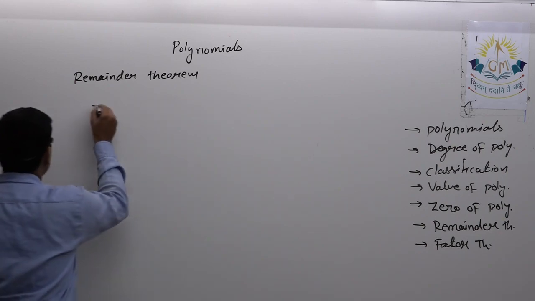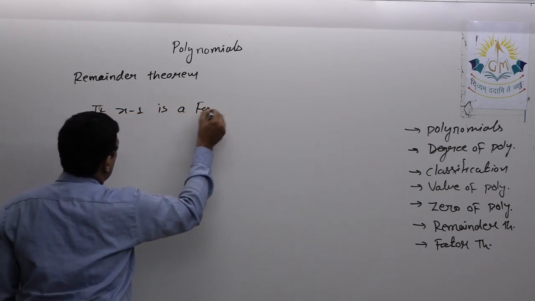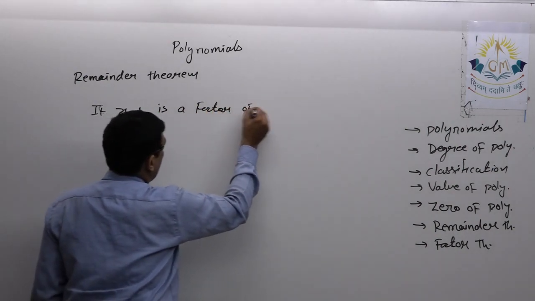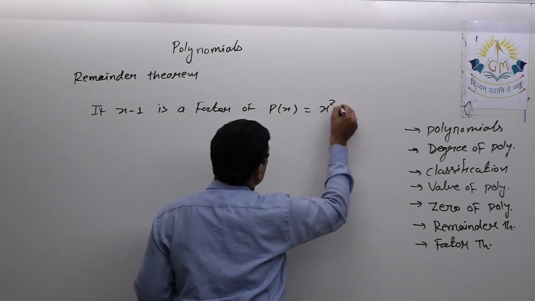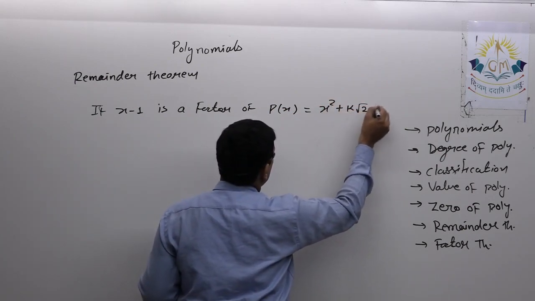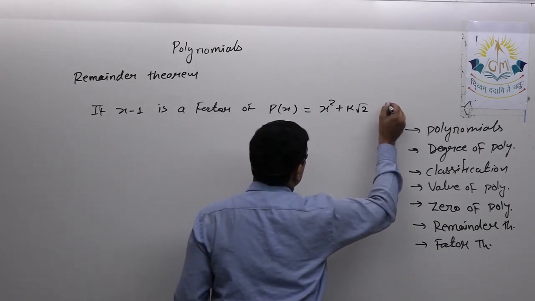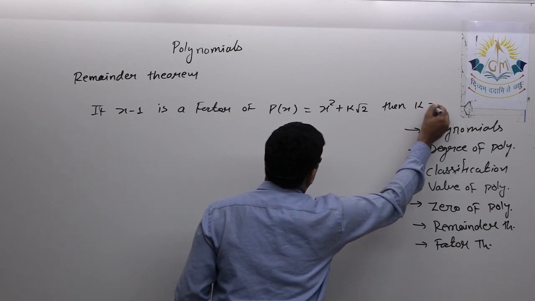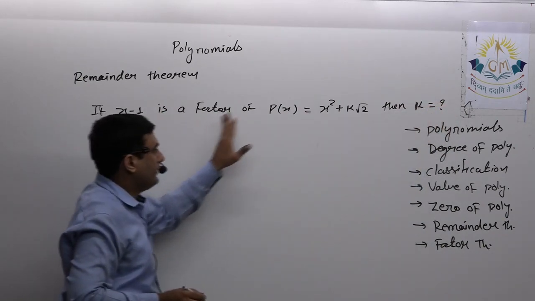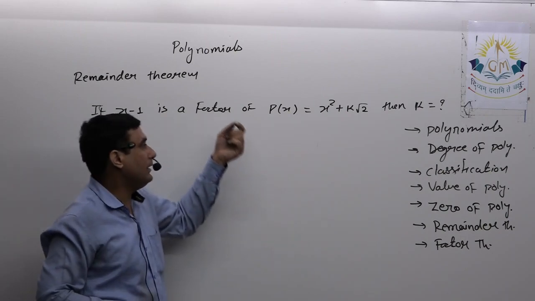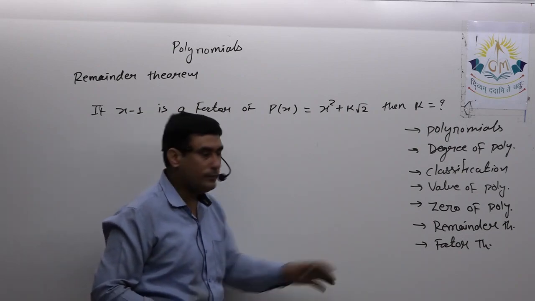Okay, if x minus 1 is a factor of p(x) is equal to x square plus k root 2, then find the value of k. Okay, x minus 1 is a factor of this. That means if we divide p(x) by x minus 1, remainder will be 0.